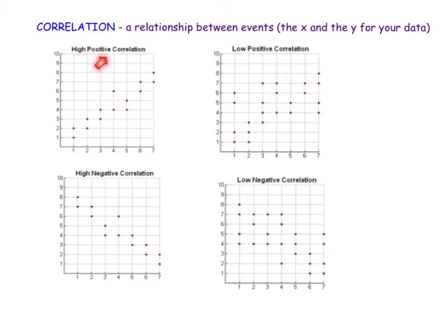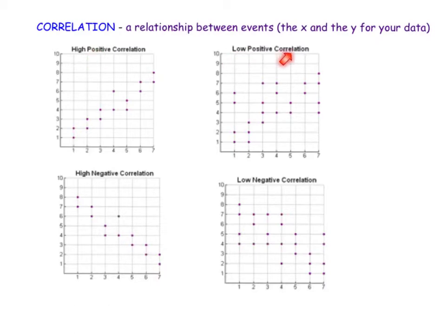So we could have a high positive correlation. A high positive correlation has a line that has an upward slope. So you can see the pattern is going upward. So positive slope, positive correlation. And they're very close together. All of these plotted points are very close together. So it's a high positive correlation.